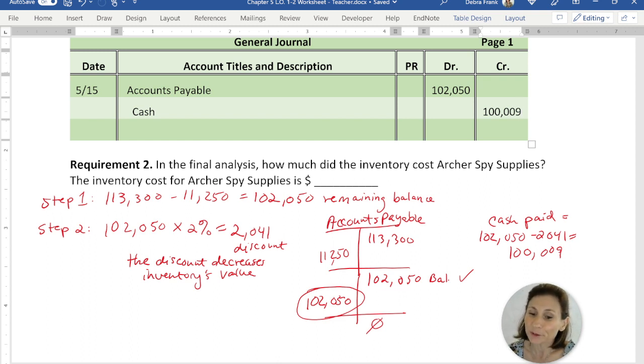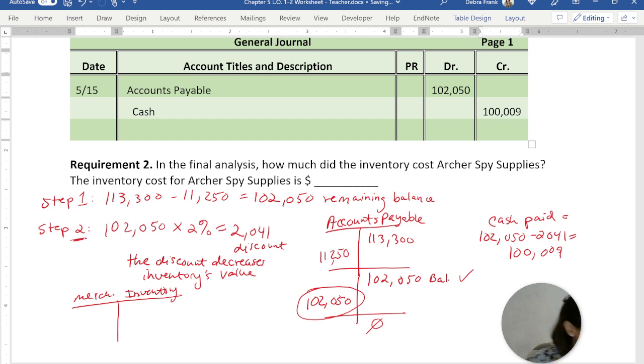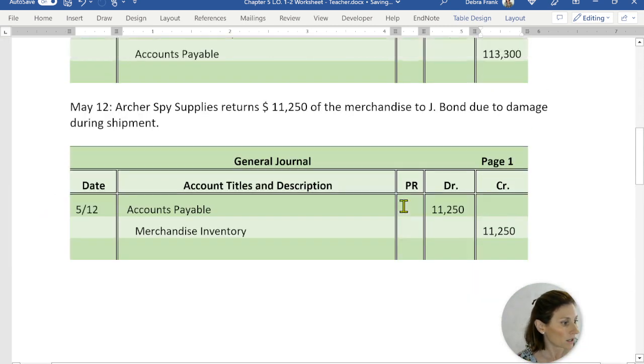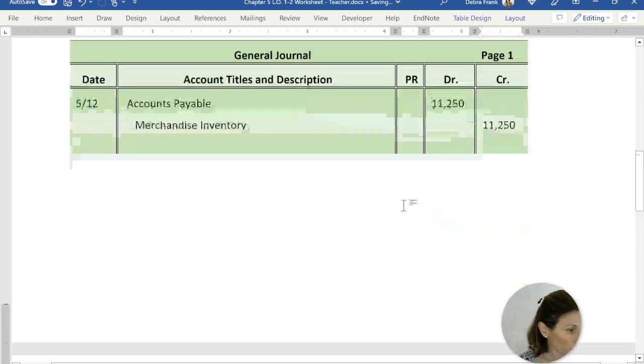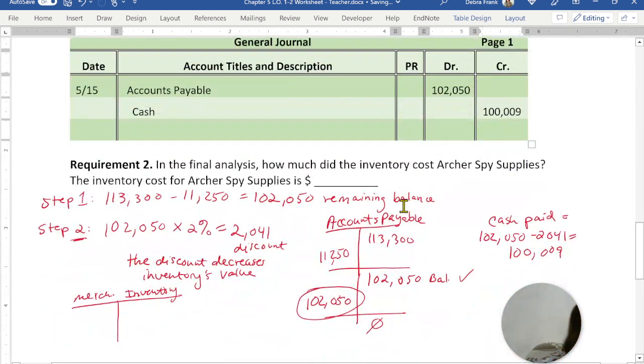And hey, I wrote you a note here about how we handle this discount in step 2. I said that that discount decreases the inventory value. So my inventory's T account right now had what we originally bought and then our returns. So let's do this: our merchandise inventory. If we were to scroll up, we had 113,300 for debit.